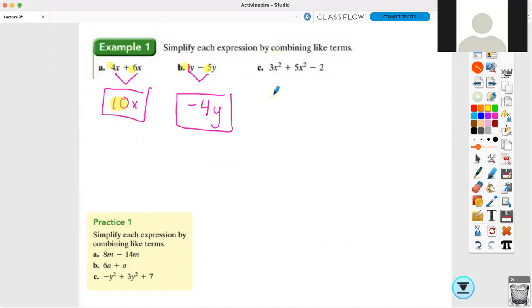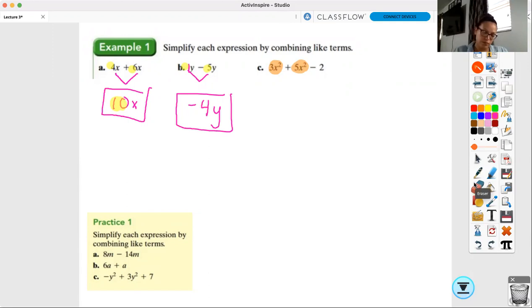Is everyone with me so far? Yes. Now, let's look at C. We have 3 terms, but can we combine all 3? Yes or no? No. Which are the only ones we can combine? The x's. Well, not just x's, x squared. You see the exponent? So how can we combine those two x squareds, guys? Are we going to add the two numbers or subtract? What are your thoughts?